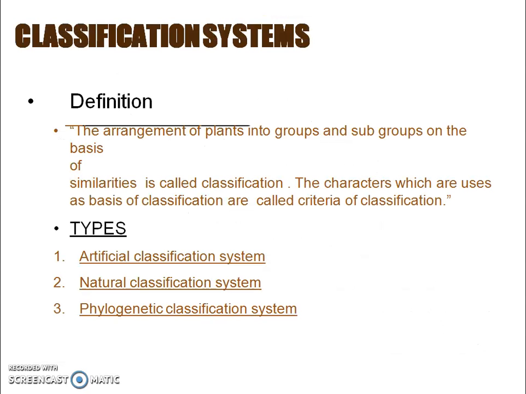Coming next to the various classification systems of plants. What do you mean by classification? The arrangement of plants into groups and subgroups on the basis of similarities is called classification. So various types of classification came into being, in which plants are grouped by their similarities. The characters which are used as the basis for classification are called criteria of classification. There were three types: the artificial system, the natural system and the phylogenetic system of classification.